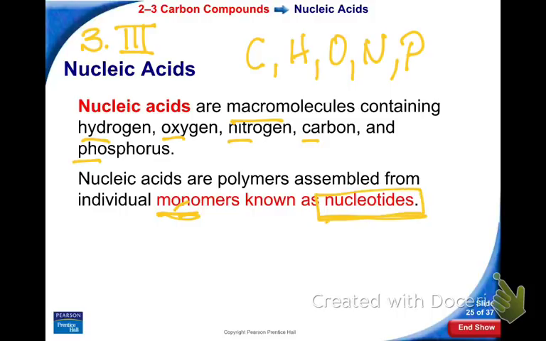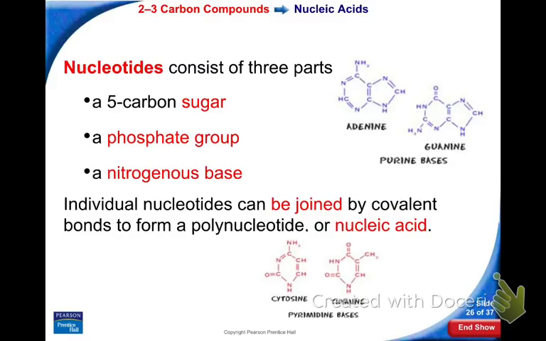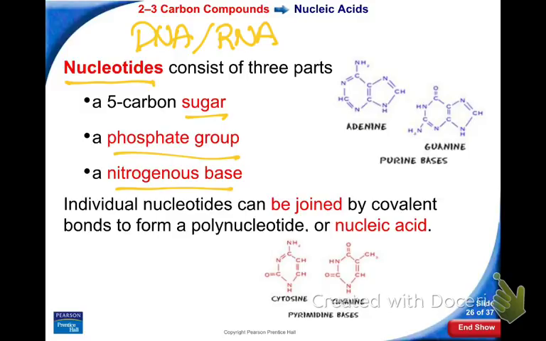So what is a nucleic acid? Okay, a nucleic acid is going to be our DNA molecules or our RNA molecules. And all DNA and RNA molecules are built up of individual nucleotides, which contain 3 things: a sugar, a phosphate group, and a nitrogen base.